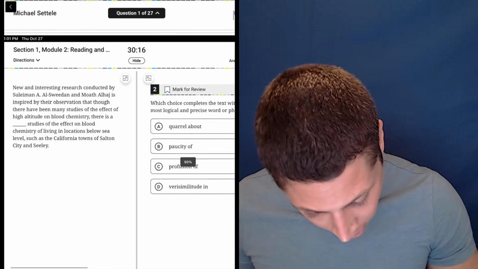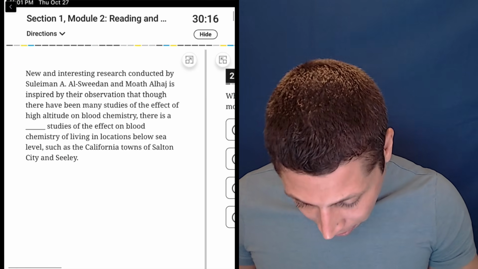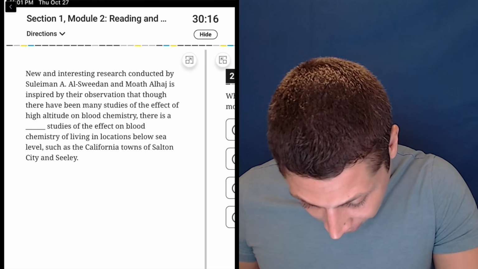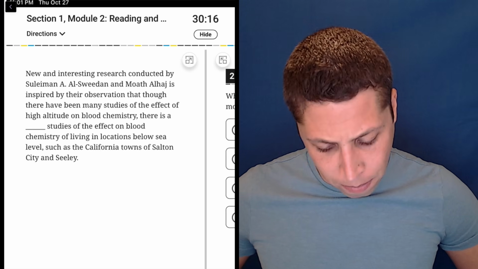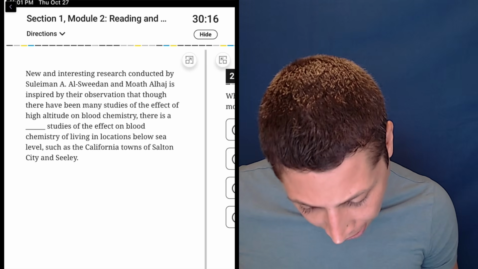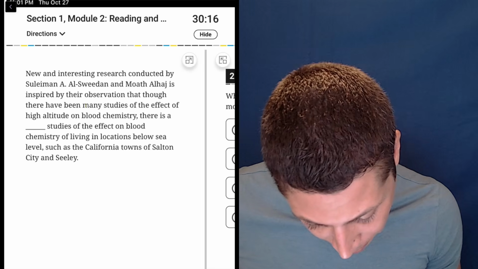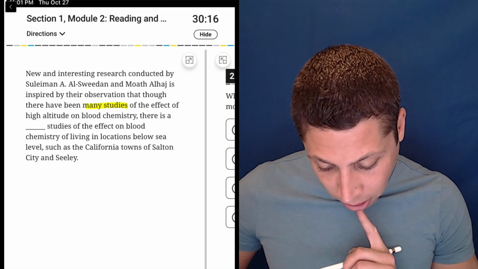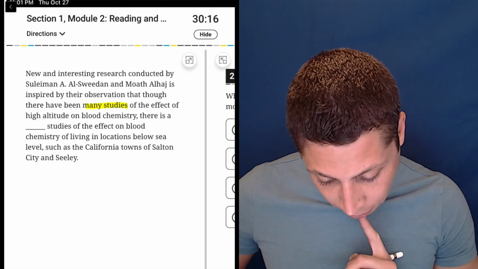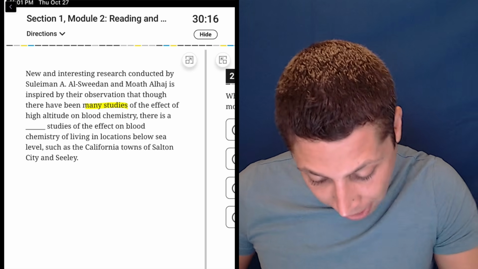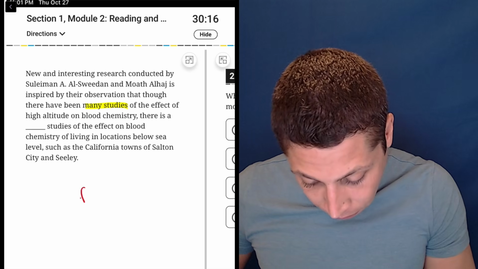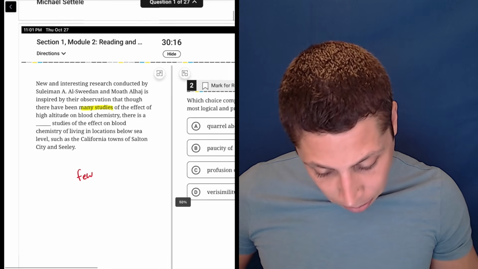All right, number 2. Okay, still vocab. New and interesting research conducted by this person, inspired by their observations that though there have been many studies of the effect of high altitude, there have been many studies on blood chemistry, there is a blank studies of the effect on blood chemistry. Okay, so it's the opposite of many. So there is a few studies, something like that is what I'm probably looking for.